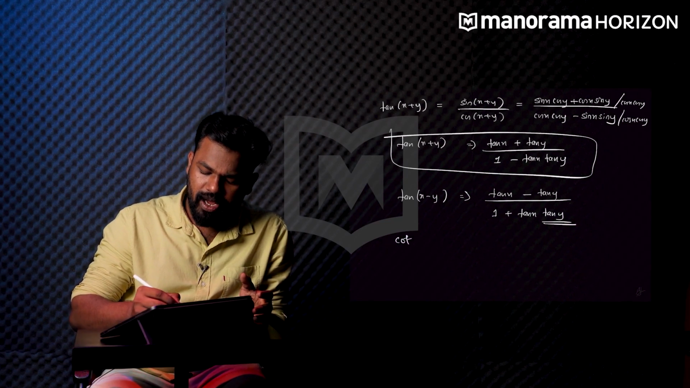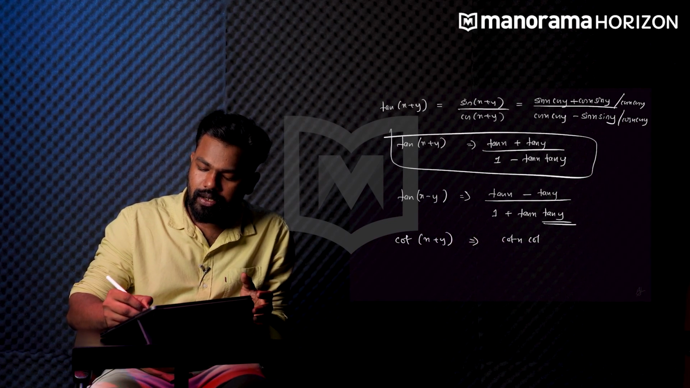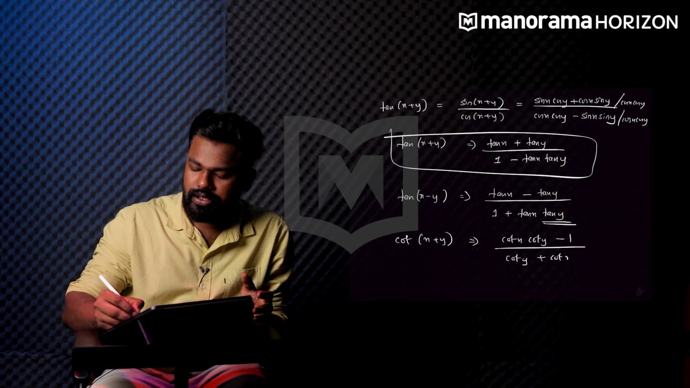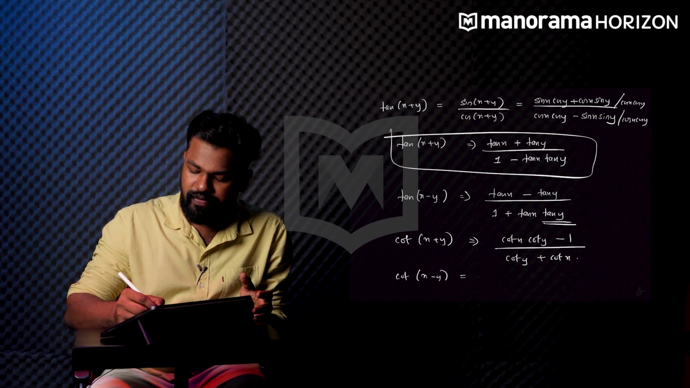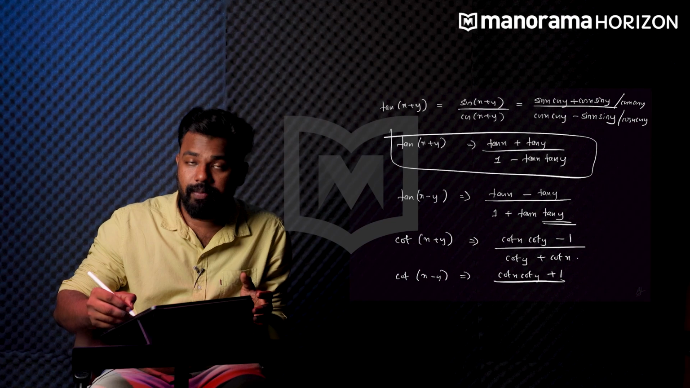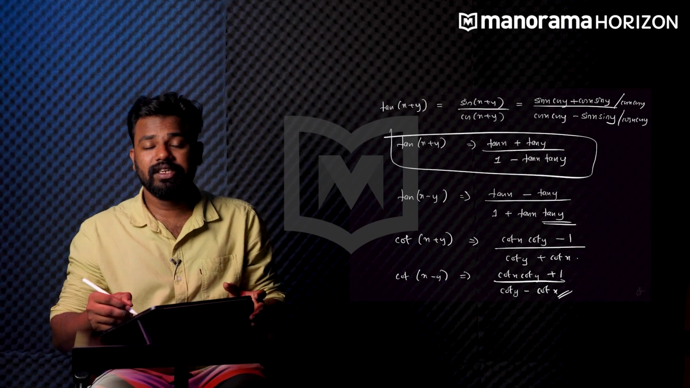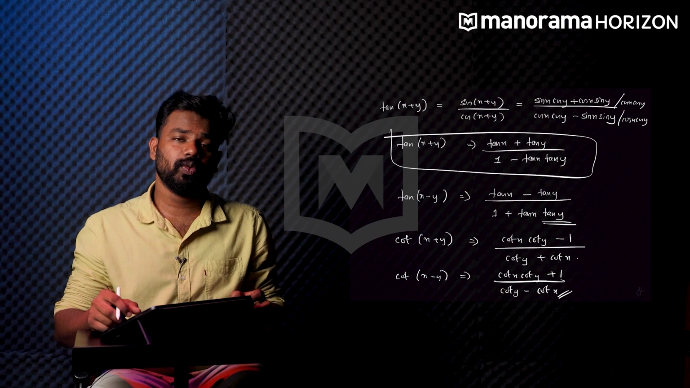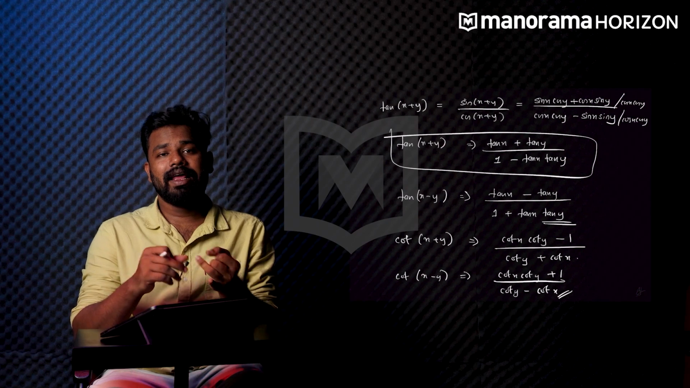Now, if I am asked what is cot(x+y), you can write it as cot x cot y minus 1 by cot y plus cot x. This is the formula for cot(x+y). And what is cot(x−y)? In the same way, cot x cot y plus 1, divided by cot y minus cot x. So this is the answer for cot(x−y), cot(x+y), tan(x+y), and tan(x−y). So we have studied the sum and difference for cosine, sine, tan as well as cot.